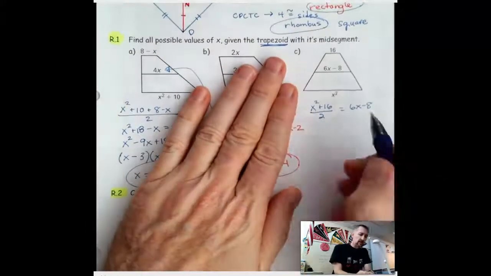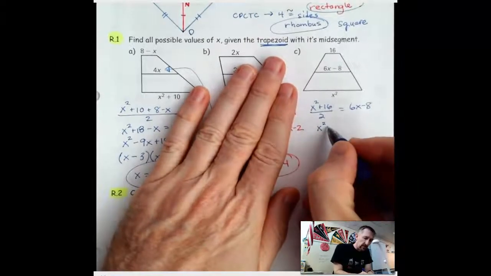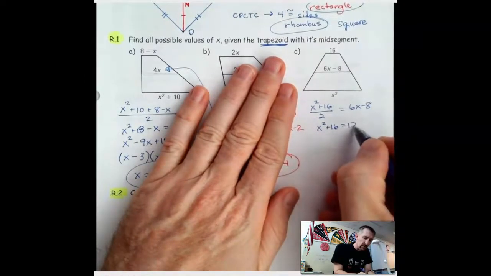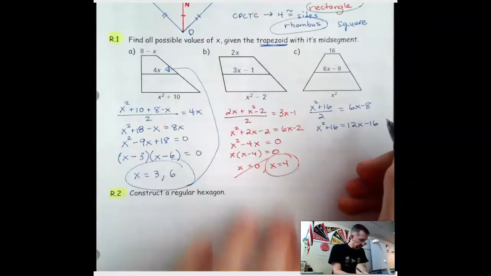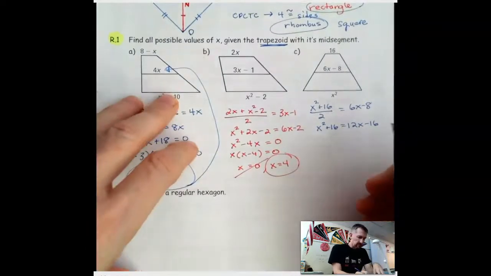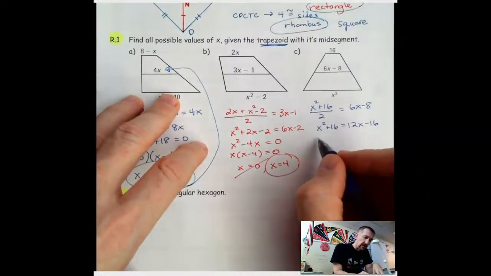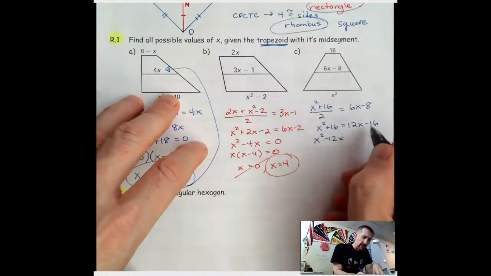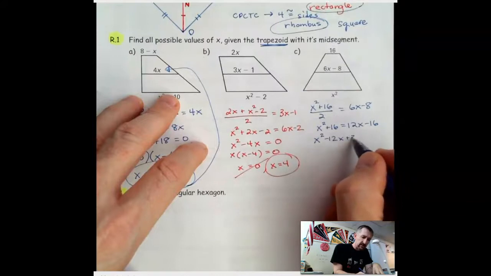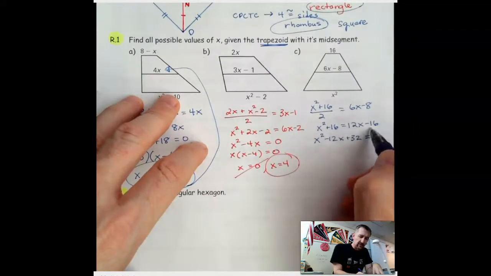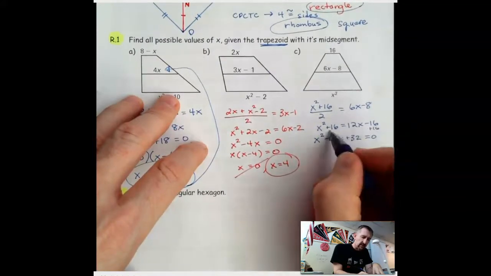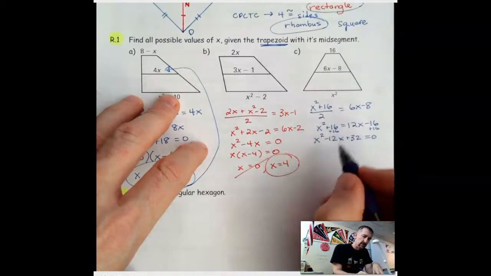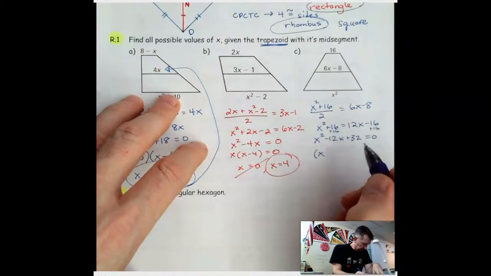Okay? So multiply that side by 2. Subtract that over here, so that's going to be x squared minus 12x. Add 16 to both sides. Be careful. It's a good idea to show that step so you don't get confused there. And we're going to try to factor that.